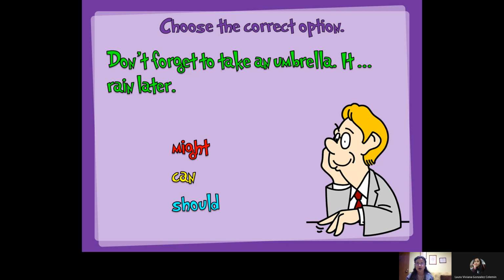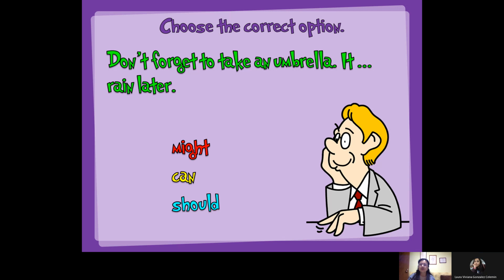Let's listen and choose the best one. What do you think? Let me see. If I move to the next one, which one are you still seeing, Laurita? Laurita, are you still seeing the first one? No, teacher. Can you see the second one now? The one I'm reading? Yes, teacher. Don't forget to take an umbrella. It might, it can, or it should rain later. Should. It should. Should it rain later? Yes, teacher.